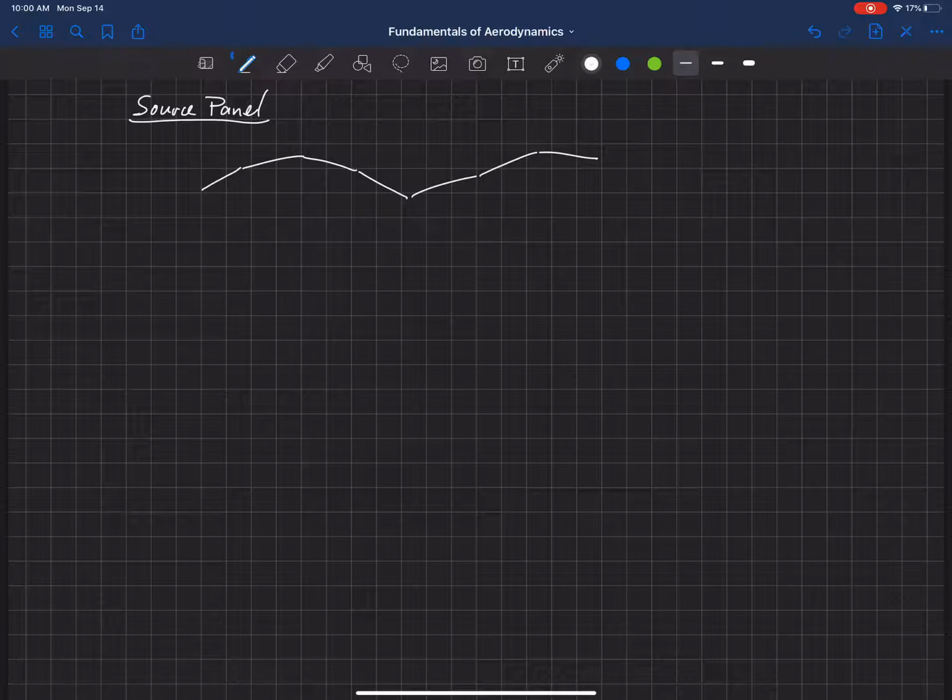So we're going to put it on the x-axis. We'll say this is x, and this is y, and we're going to put a source panel along the x-axis. This is a continuous sheet of sources that are collinear here. They all lie directly on this line. Okay, and then we can look at some point here.